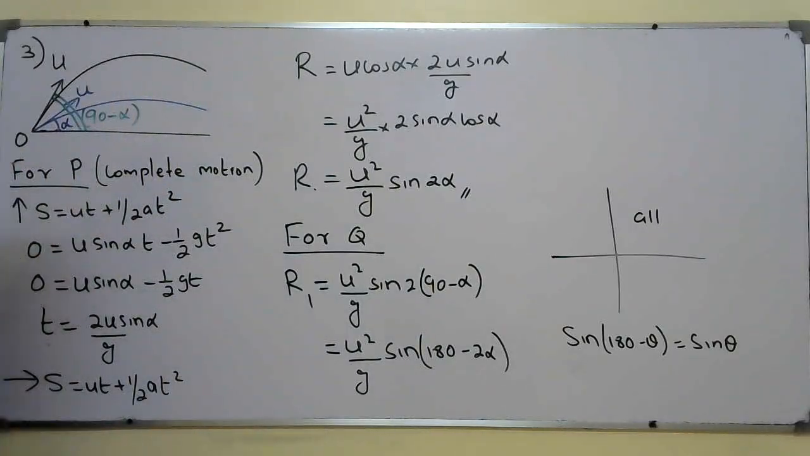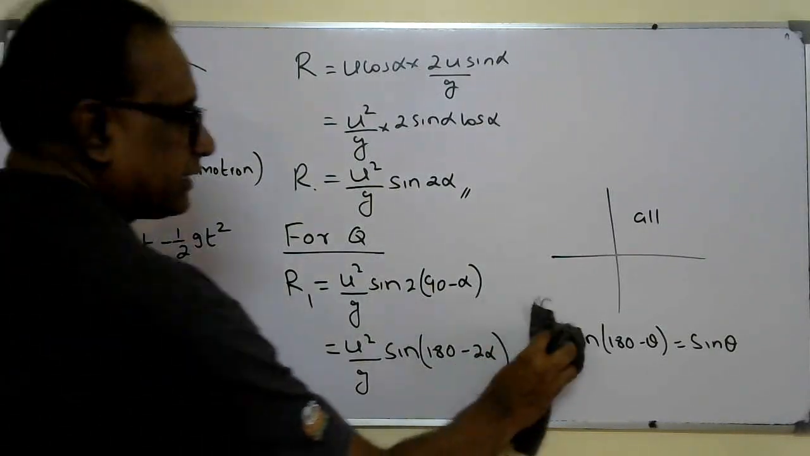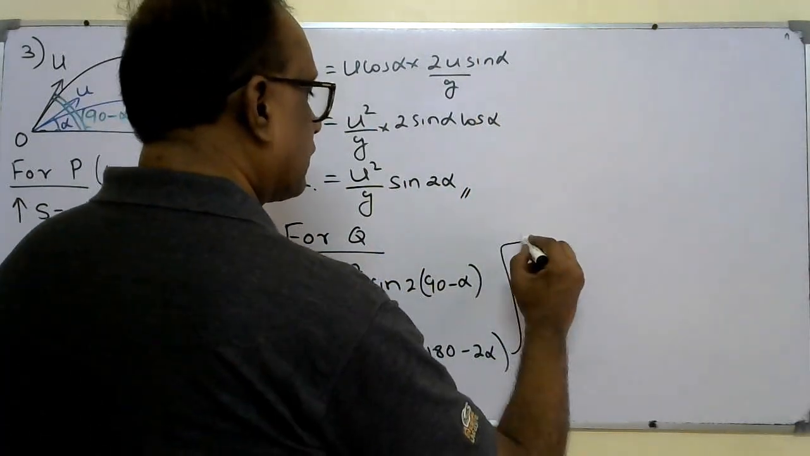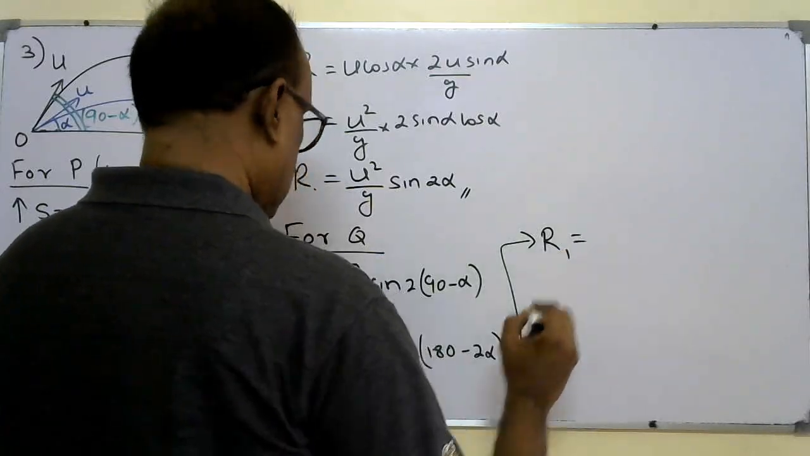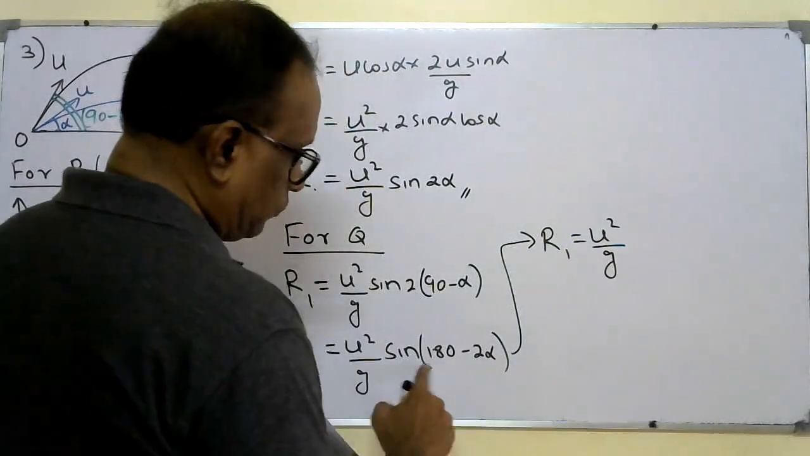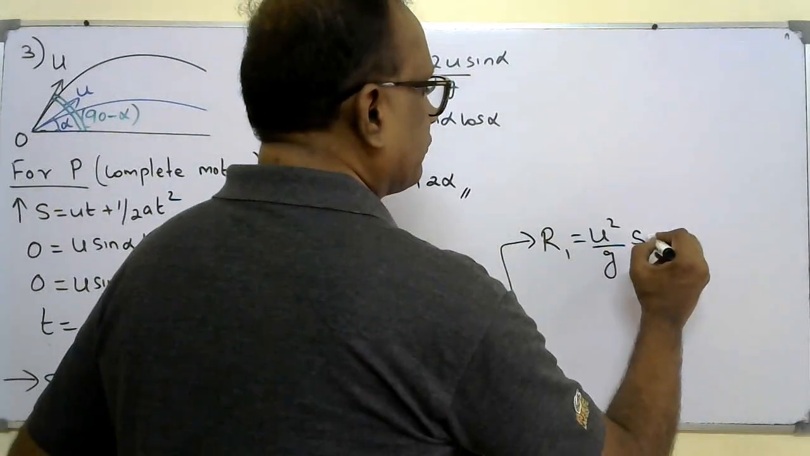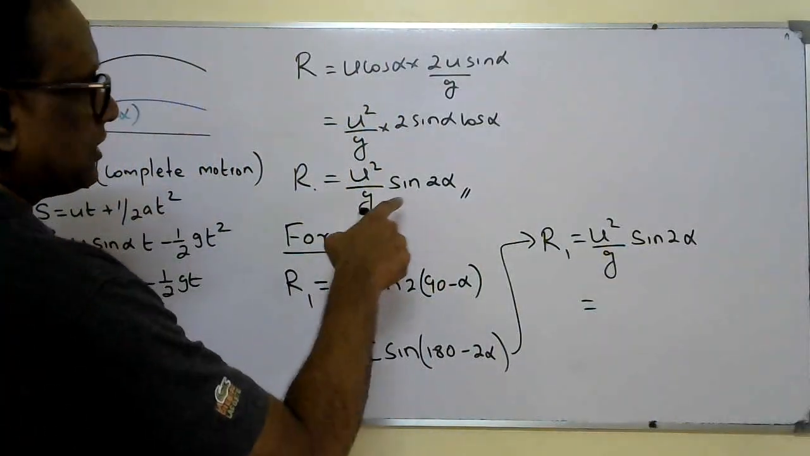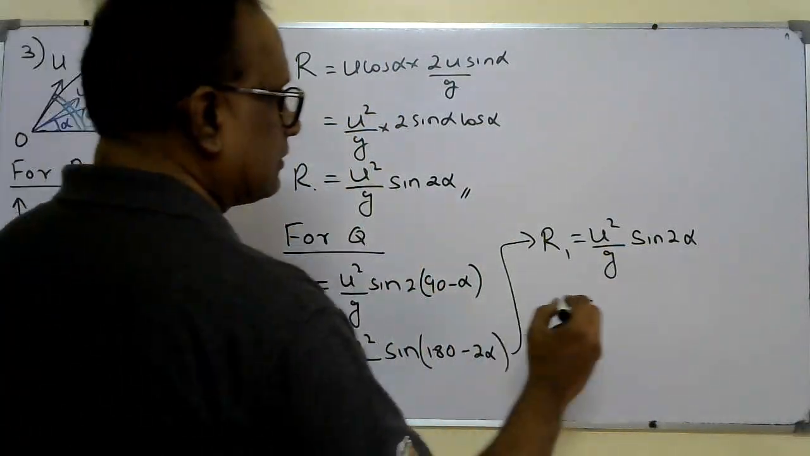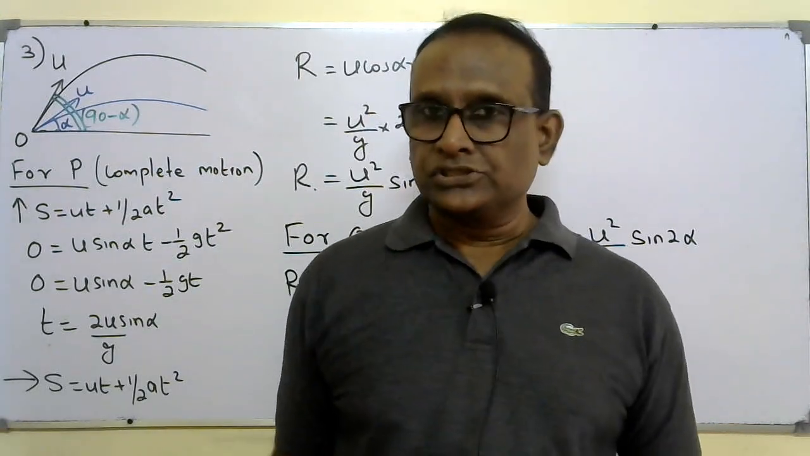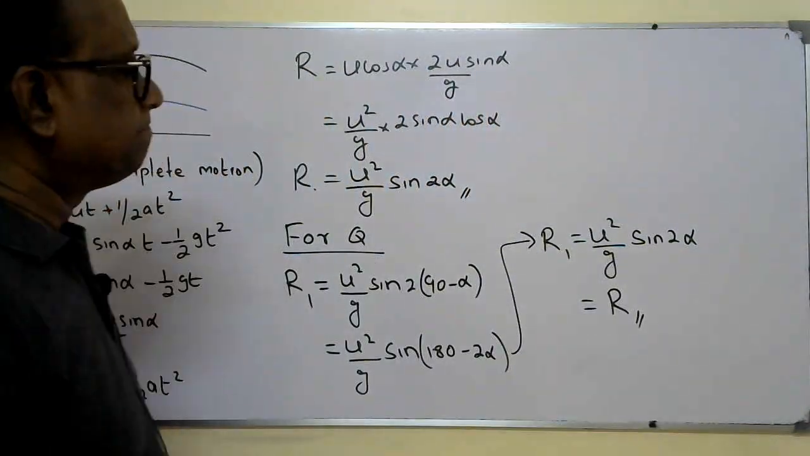So if I rewrite again, R1 is going to be u squared over g sine 180 minus 2 alpha, which is sine 2 alpha. But u squared over g sine 2 alpha is R. So both will have the same range. That's what they asked to show. Both will have the same range.